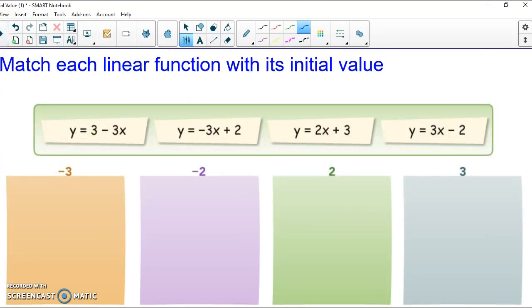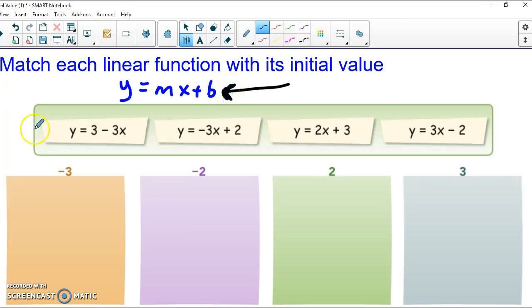As we're looking at linear functions, we are going to look for this y equals mx plus b form. So as I look at these 4 linear function rules, I want to try to match them with their initial value. So remember, our initial value is our b. So it's the number that I'm adding to my x term. My m is what I multiply by x. So whatever number is attached to the x, that's your slope, or your rate of change. The constant value, the one that's not attached to x, is always going to be our initial value.